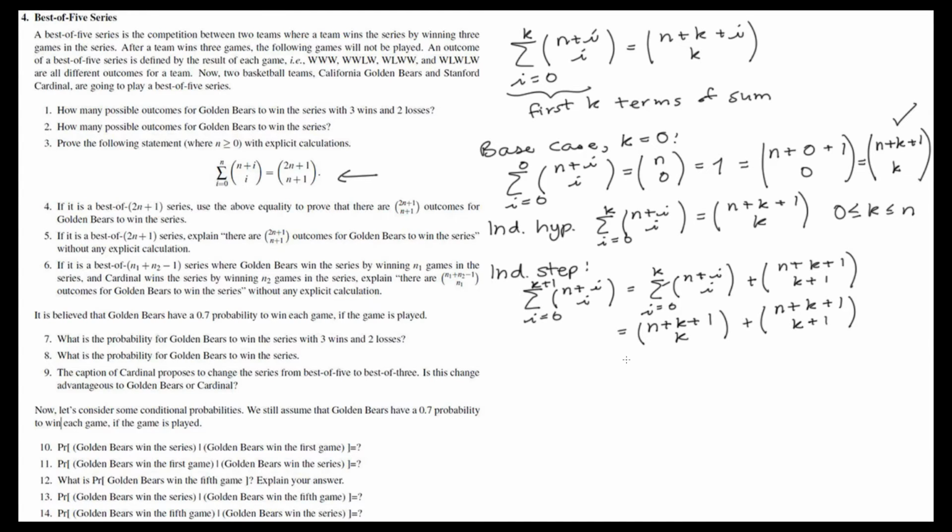Now if we write out the formula for choose, we end up with n plus k plus 1 factorial over k factorial times n plus 1 factorial plus n plus k plus 1 factorial over k plus 1 factorial n factorial.